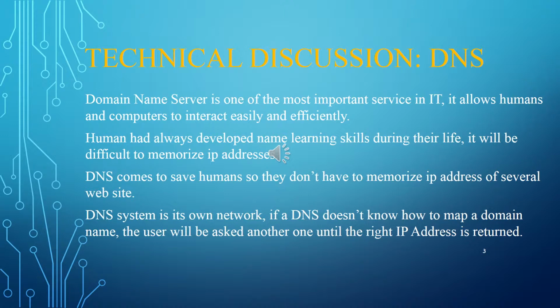Let's say you go to abc.com. All you have to do is type abc.com instead of typing 198.1.1.1. Instead of remembering the IP address of that domain, all you have to enter is the domain name. That makes our world way easier. You don't have to remember the numbers. All you have to do is remember the domain name, which is really easy since we develop name learning skills during our lifetime. This is why DNS is really important.